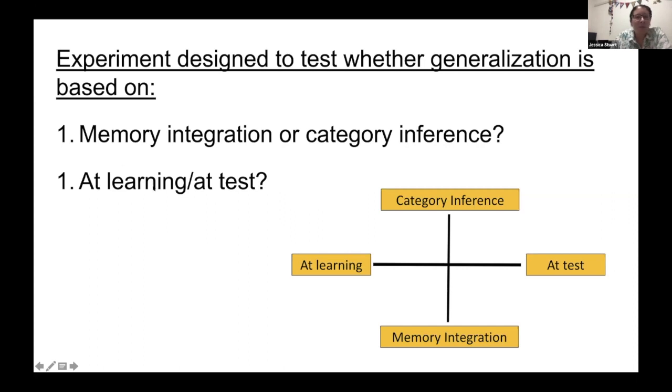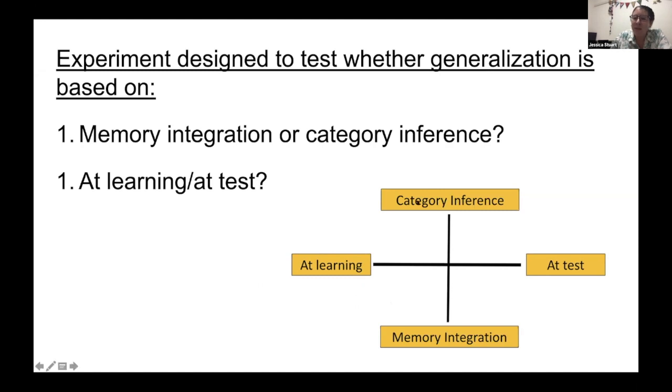We had an experiment designed to test whether generalization is based on memory integration or category inference, at learning or at test. If you look at the bottom, you can see memory integration. Some studies, like those of Shohami, seem to indicate that this happens at learning, while other ones indicate that it might happen at test.